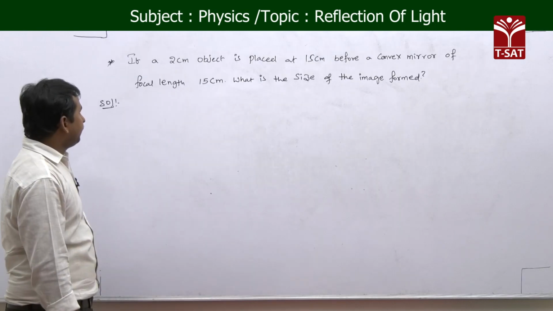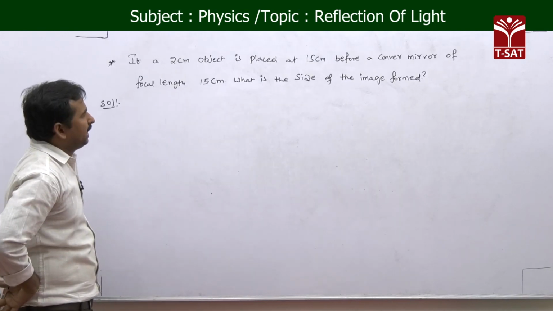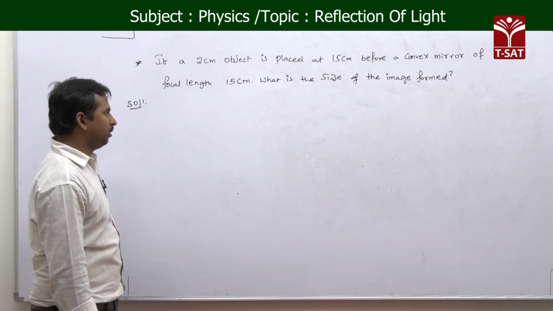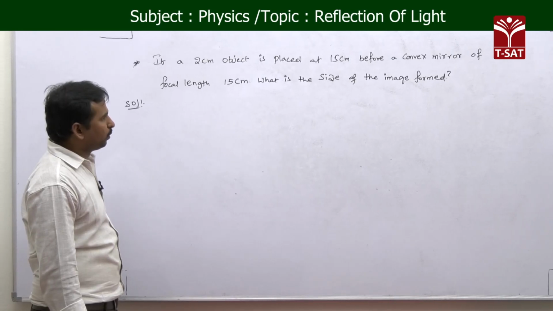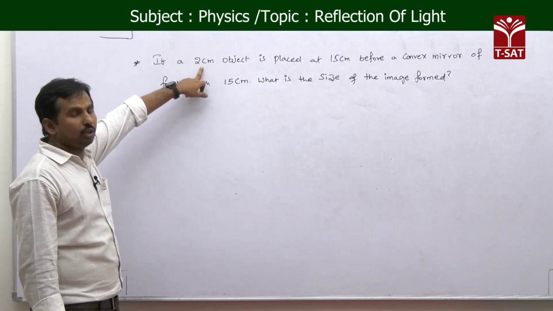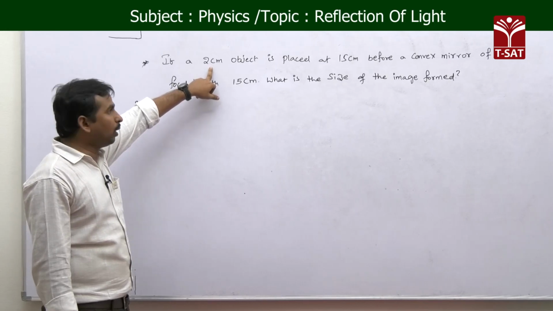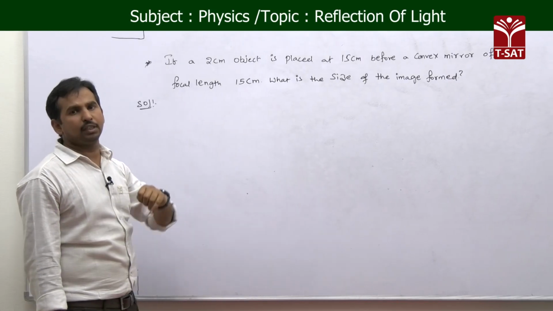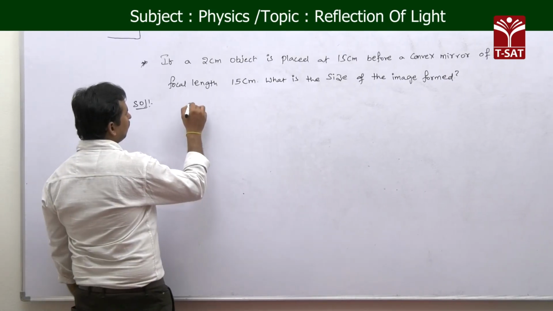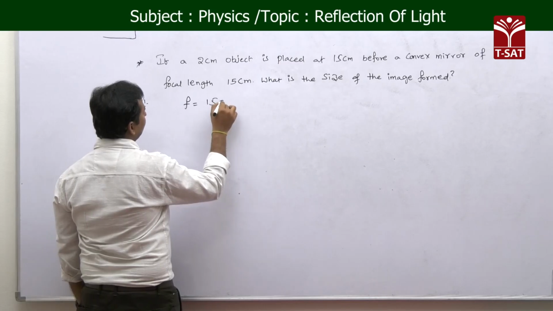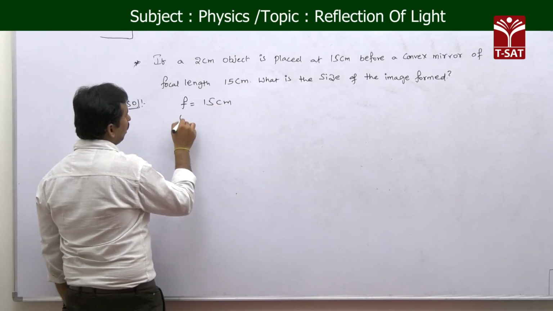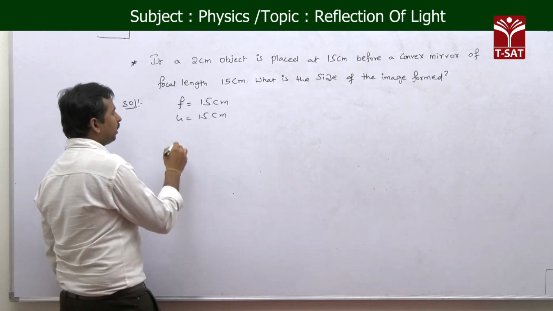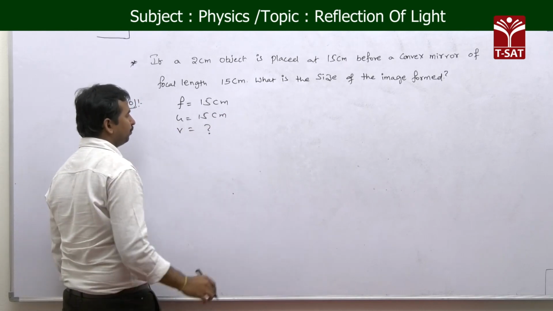See the next model here. If a 2 centimeters object is placed at 15 centimeters before a convex mirror of focal length 15 centimeters, what is the size of the image formed? Here we have a new thing, that is, the height of the object is also given in this problem. So we have to again find the magnification here. In the given data, the focal length is 15 centimeters for the convex mirror and object distance is also 15 centimeters. First we have to find the image distance, which is v here.